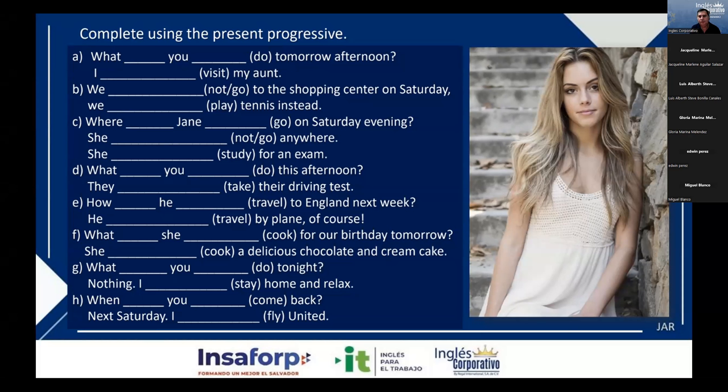We're playing. Cambio, iremos jugar tenis. Where does Jane go on Saturday evening? She's not going anywhere. She is studying for an exam.